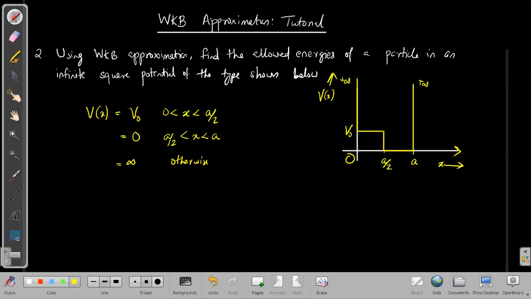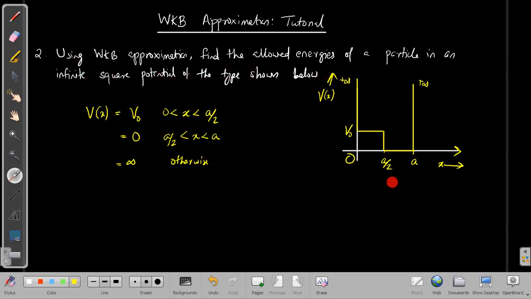Okay, so we continue discussion of the tutorial on the WKB approximation. Our next question, the second question, is: using the WKB approximation, find the allowed energies of a particle in an infinite square potential of the type shown below.